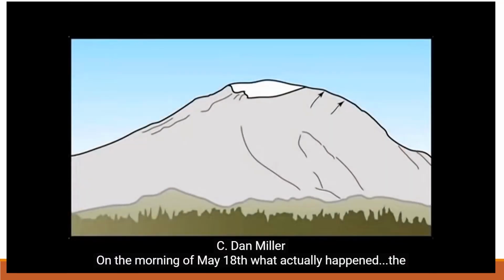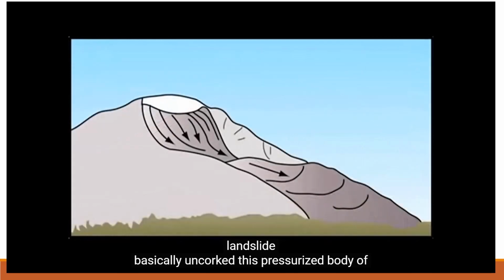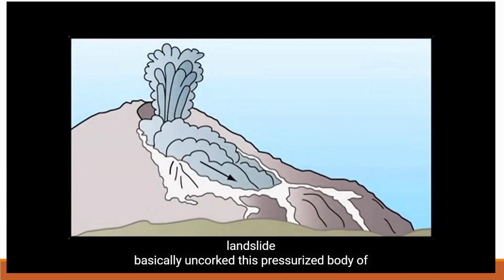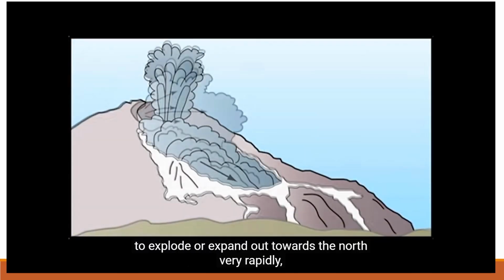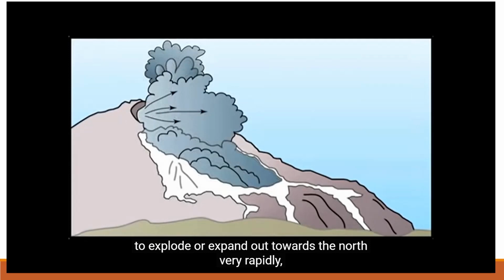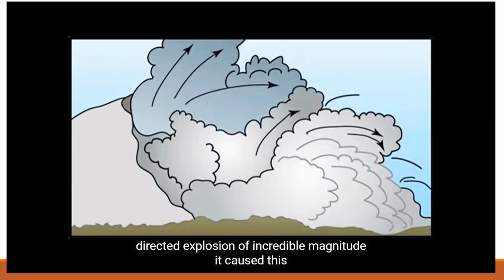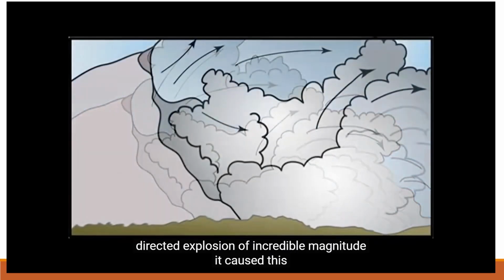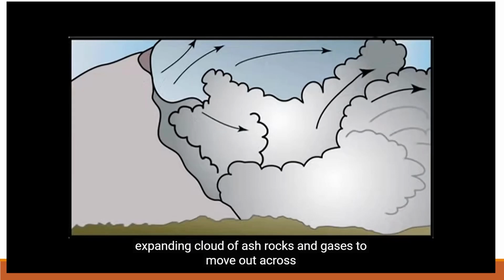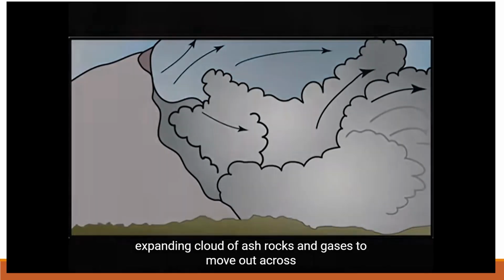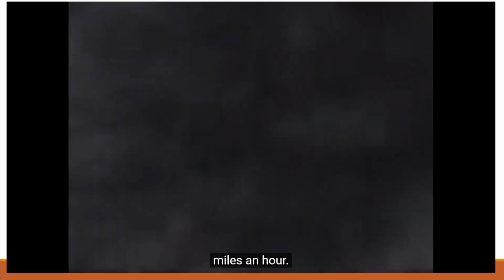On the morning of May 18, what actually happened, the landslide basically uncorked this pressurized body of magma and allowed it to explode or expand out towards the north very rapidly. This is what we call the lateral blast. It was a horizontally directed explosion of incredible magnitude. It caused this expanding cloud of ash, rocks, and gases to move out across the countryside to the north at speeds of several hundred miles an hour.